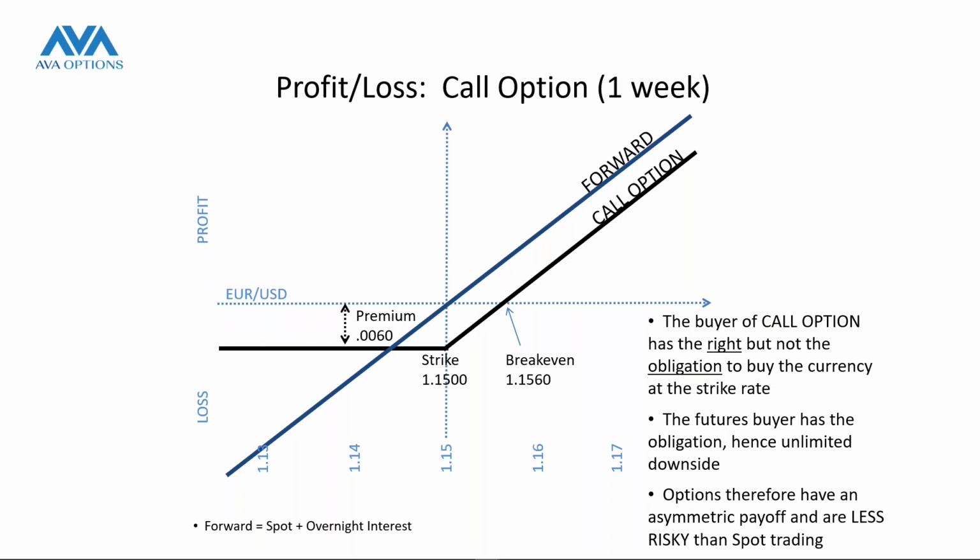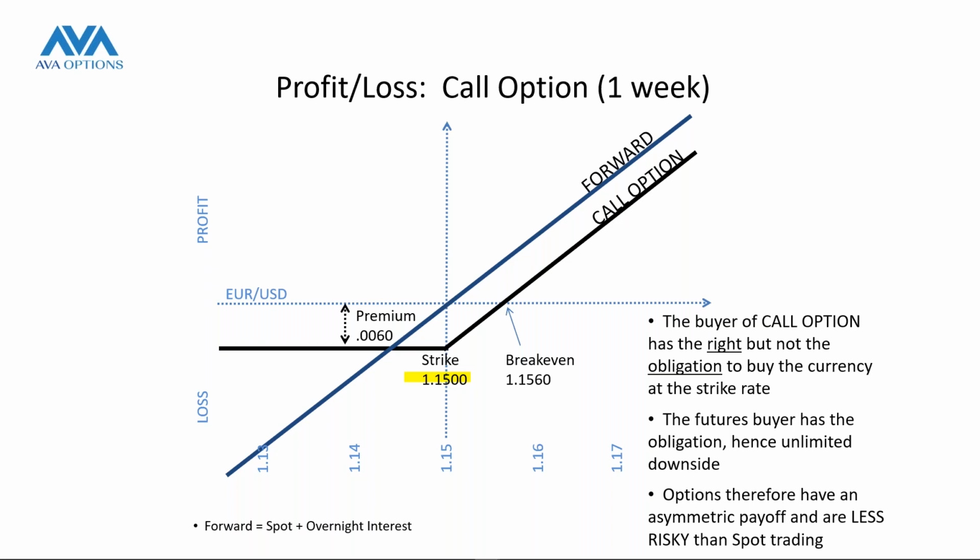Putting some numbers on it, this is an example of a 1-week call option on Eurodollar. This was done a few weeks ago. So we said if the market is trading at 115, the market's trading at 115 right now, and you buy an option with a strike at 115. If the market goes up, you'll make profits above 115 and above recovering your premium.